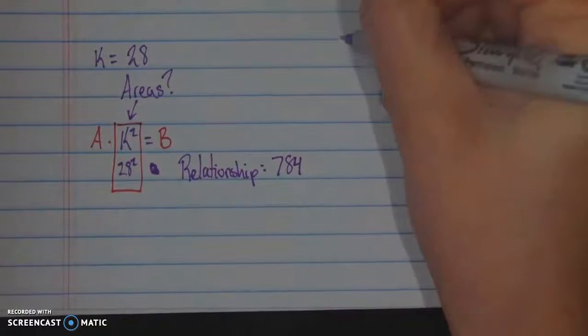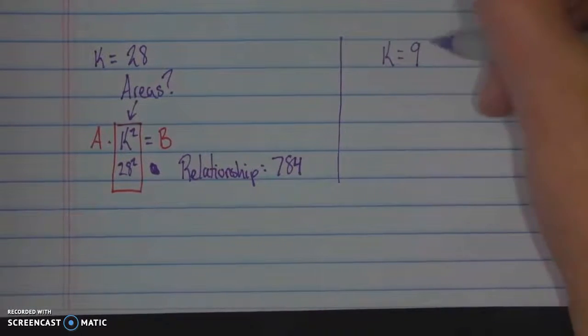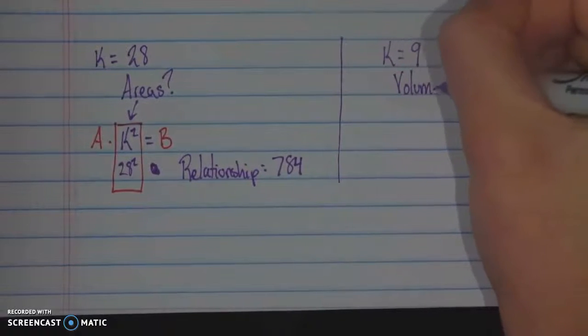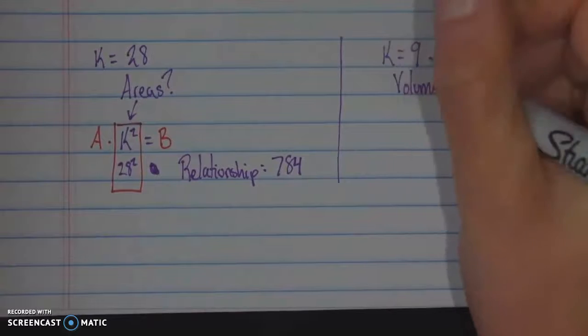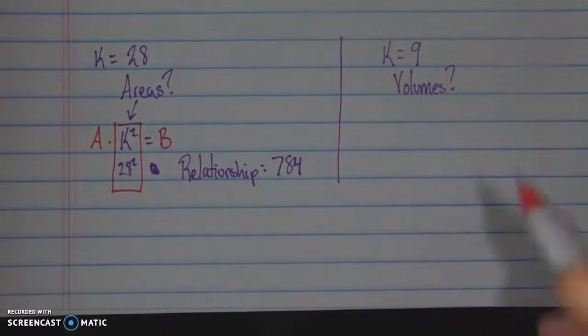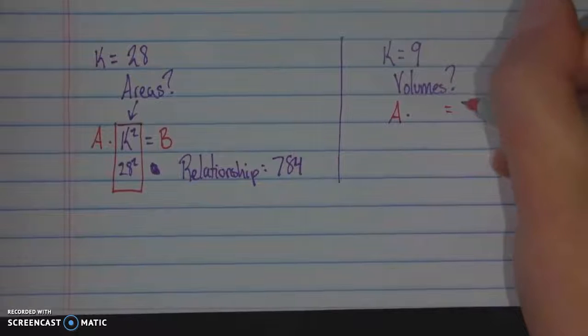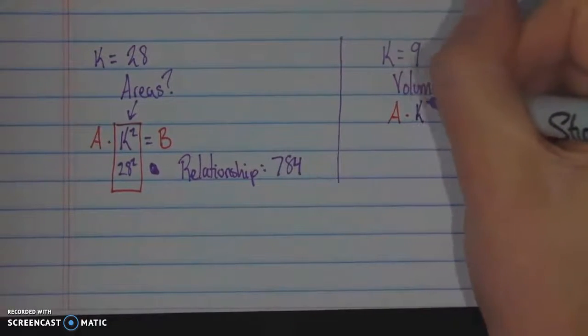How about this one? Let's say that our original k value is 9. I want to know the relationship between the volumes. What will that be? Well, in this case, I'm going to look at what my formula requires. I'm going to have a times k something is equal to b, and volume we know is k to the third.